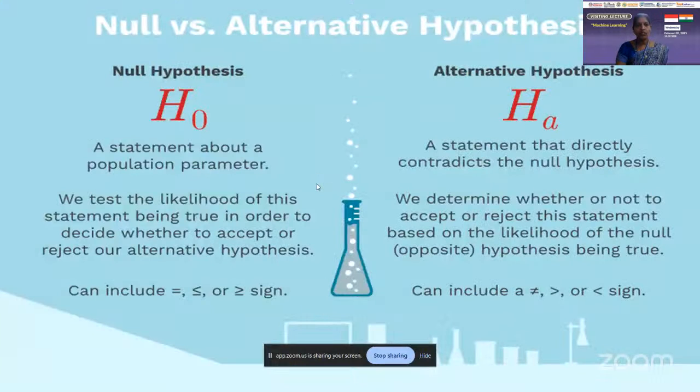And what I said about the null and alternative hypothesis plays a major role. The null hypothesis is generally denoted by H naught, and the alternative hypothesis is denoted by H1. A null hypothesis is a statement about a population parameter, and an alternative hypothesis is a statement that directly contradicts the null hypothesis. When we say null hypothesis, suppose you take two different variables, there is no relationship between those two variables.